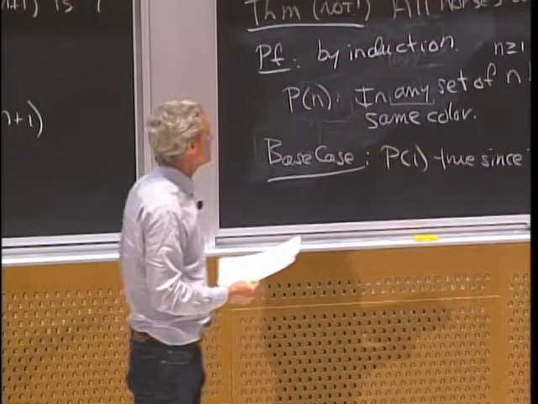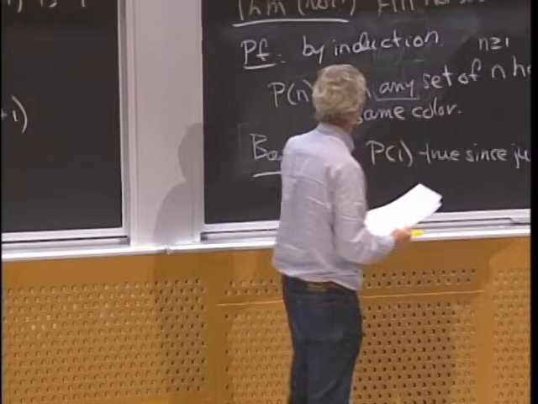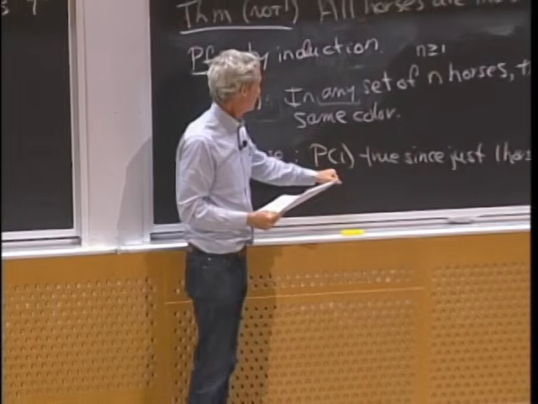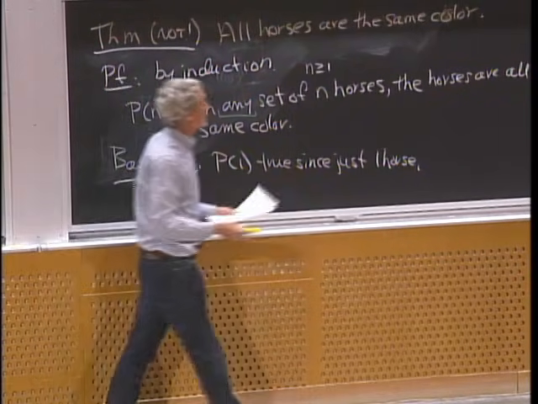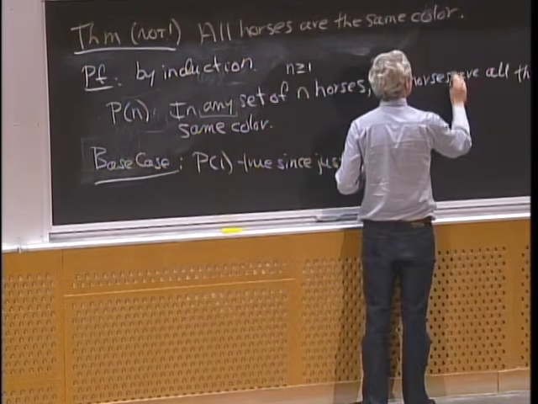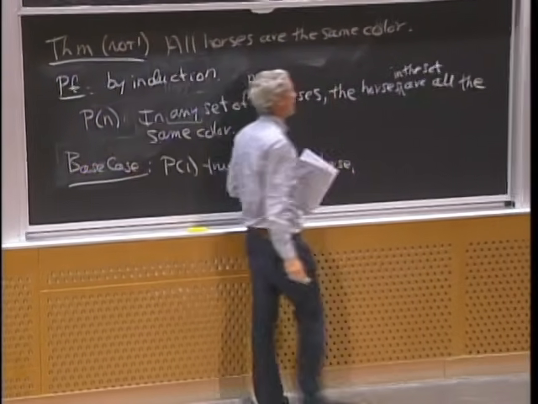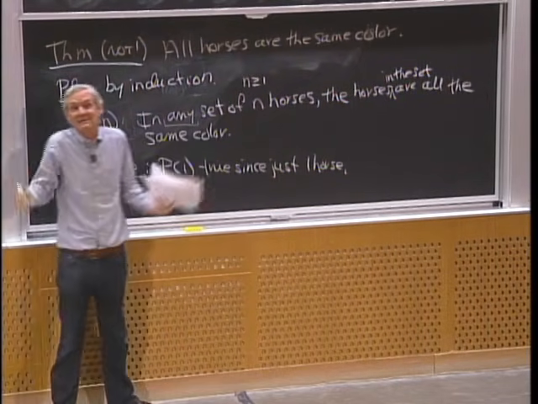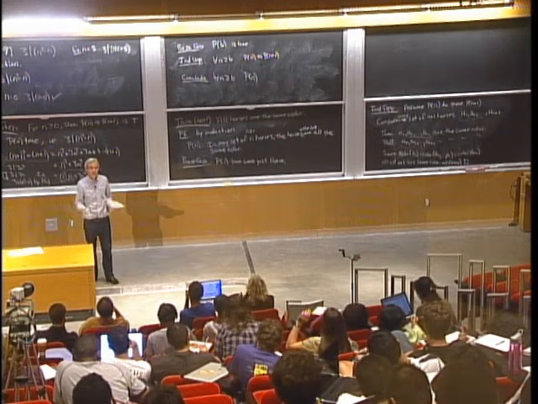Good question. There's a problem with the base case. So my base case was here, n equals 1. In any set of one horse, the horses, let's say in the set, just to be really careful, are all the same color. In any set of one horse, it's only one horse, so it's the same color as itself. Yeah?